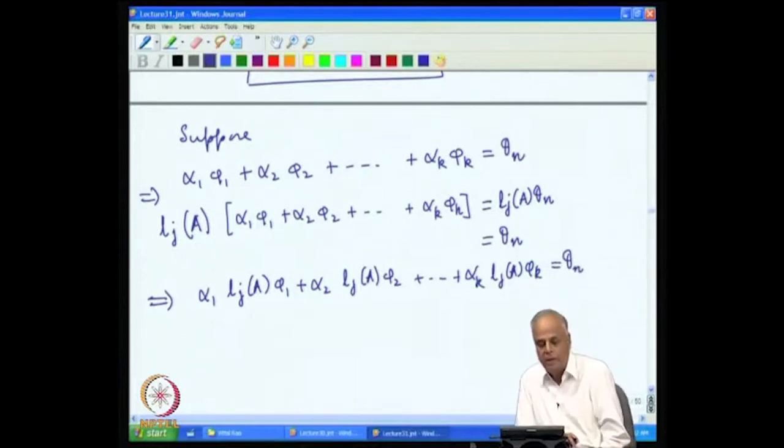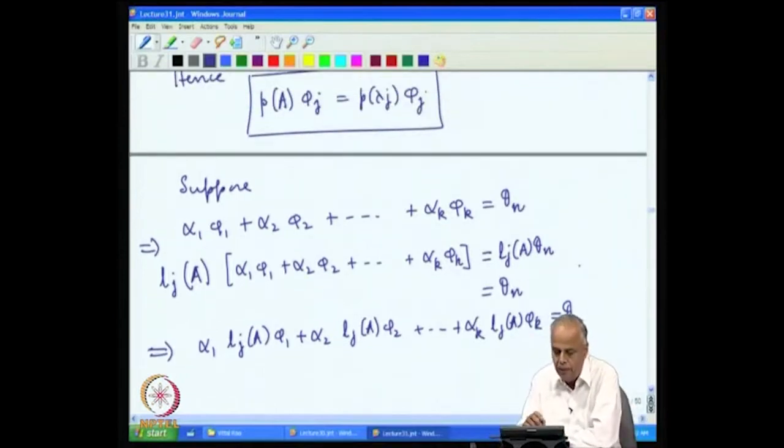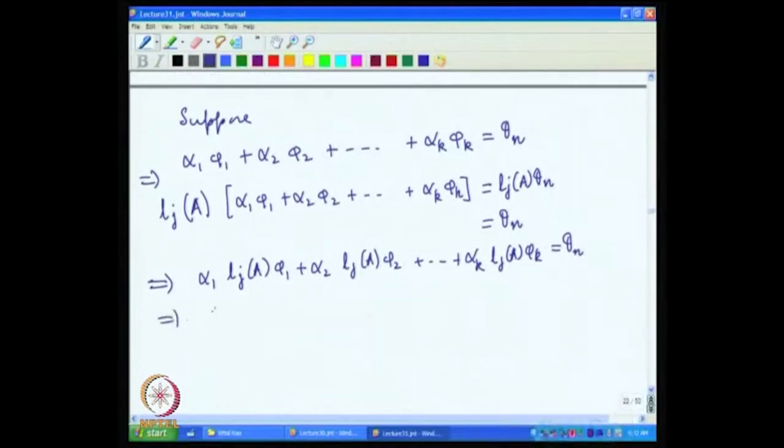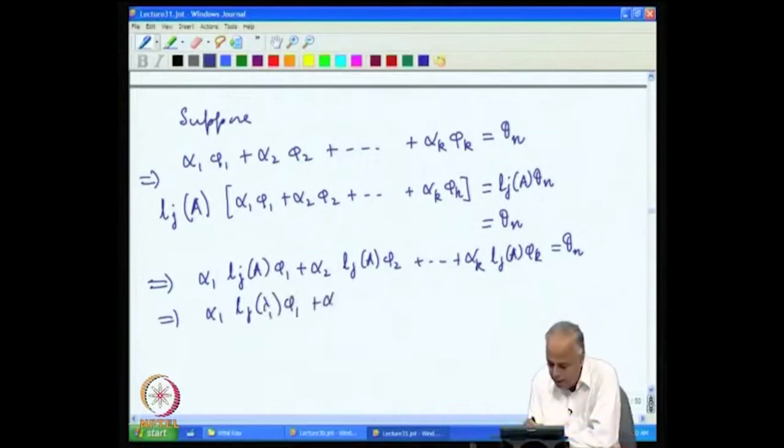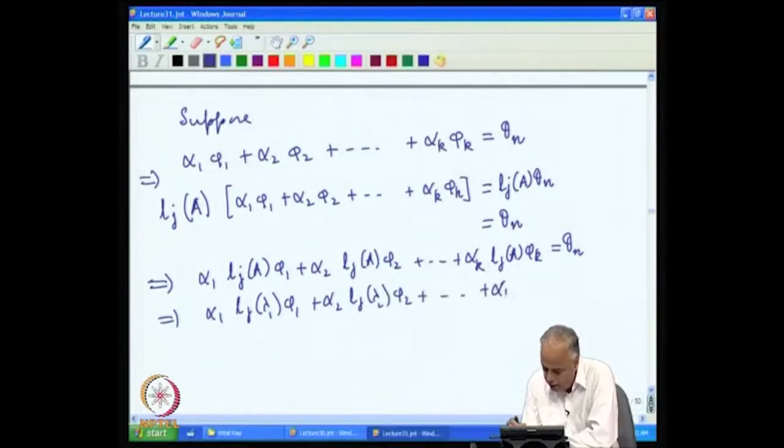Now, phi 1 is an eigenvector corresponding to lambda 1, and we have seen from this fact that for any polynomial P, P(A) phi 1 will be P(lambda 1) phi 1. So, L_j(A) phi 1 will be L_j(lambda 1) phi 1. So, this will be L_j(lambda 1) phi 1, this will be L_j(lambda 2) phi 2 and so on, up to alpha k L_j(lambda k) phi k, and this must be the 0 vector.